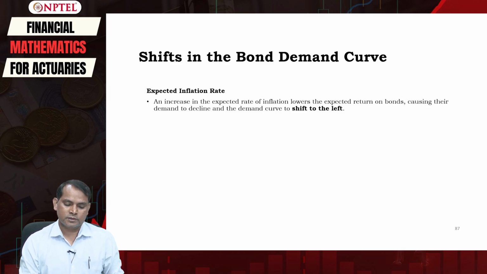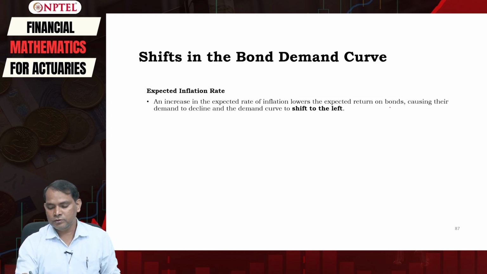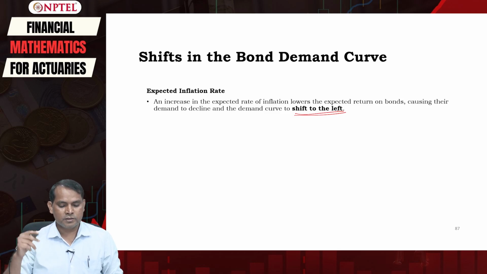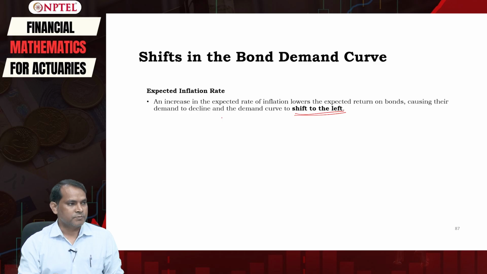When you expect inflation, an increase in the expected rate of inflation lowers the expected return on bonds, causing their demand to decline, and therefore the demand curve shifts to the left. So the higher the expected inflation, the lower will be the demand for bonds, and therefore it will shift the curve to the left.